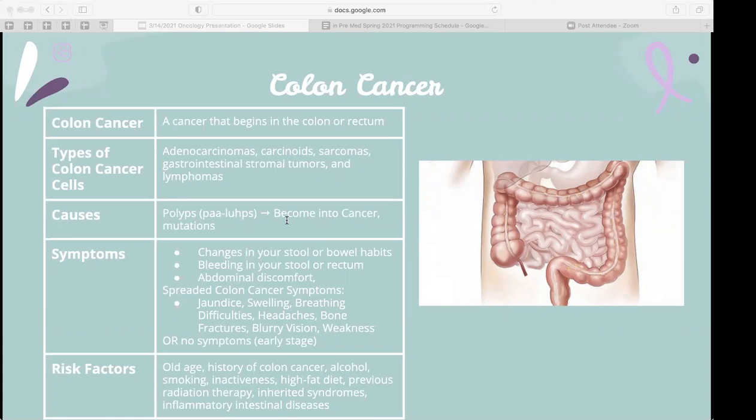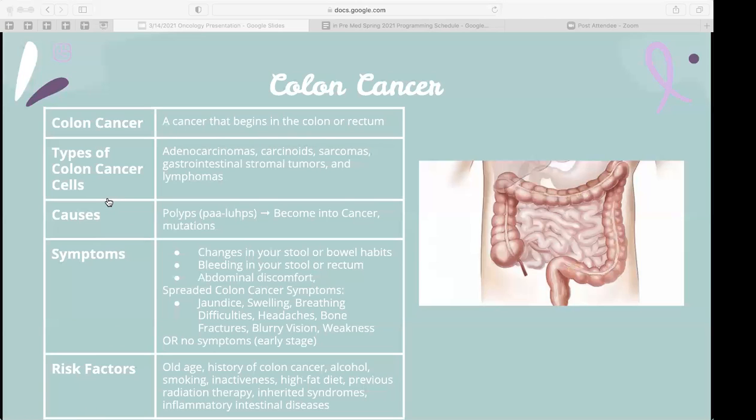As the colon cancer continues to spread, you may have swelling, breathing difficulties, weakness, and more. Colon cancer becomes a risk when you're older, have a history of colon cancer, a history of drinking a lot of alcohol, smoking, being inactive, and more. Consequently, you can reduce risk factors for colon cancer by having a healthy diet, regular exercise, managing stress, reducing alcohol or smoking, and doing regular cancer screenings.